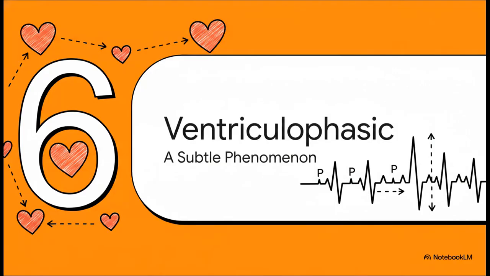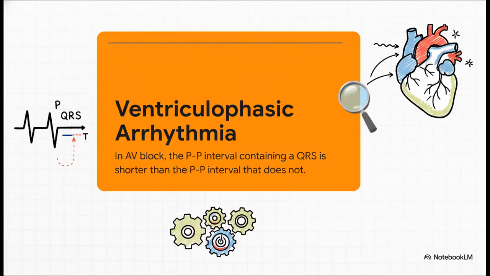All right, finally, let's address a related and really subtle phenomenon that can sometimes mimic other conditions. It's an important differential diagnosis when you're looking at rhythms that seem to have a 2-to-1 atrioventricular relationship. And this is called ventriculophasic sinus arrhythmia. It's an observation, and you see it in about 30 to 40% of cases of complete AV block.